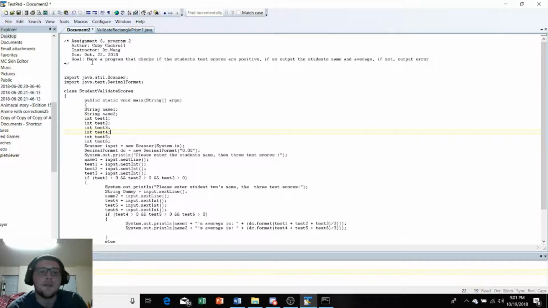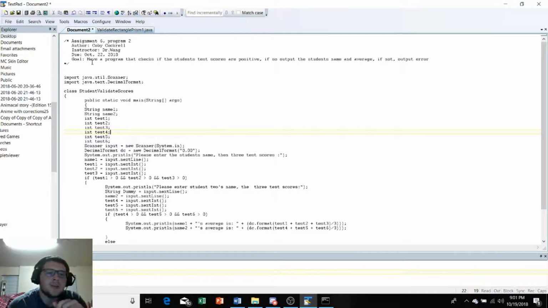Next, we were asked to have a program that checks if the student test scores are positive. If so, output the student's name and average. If not, output error. All right, pretty simple. We're going to import our scanner. We're going to import our decimal format because we were asked on this one to do decimal format. I probably should have put that in the goal, but it's not necessarily required. If it's confusing you guys why I used decimal format, it's because it was asked, I just didn't put it in the goal.